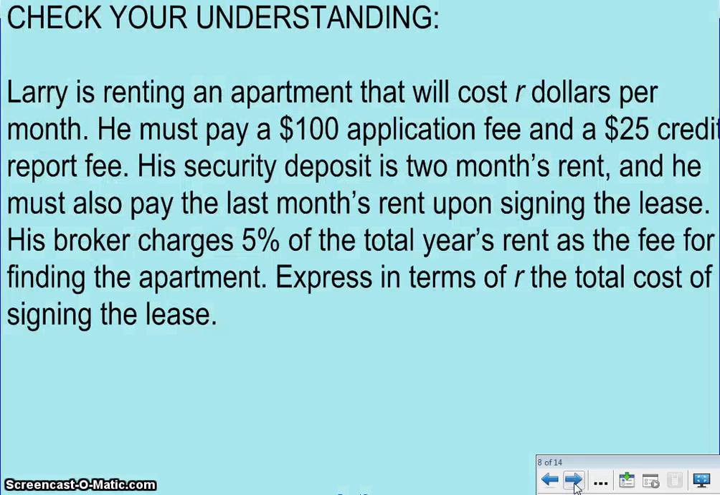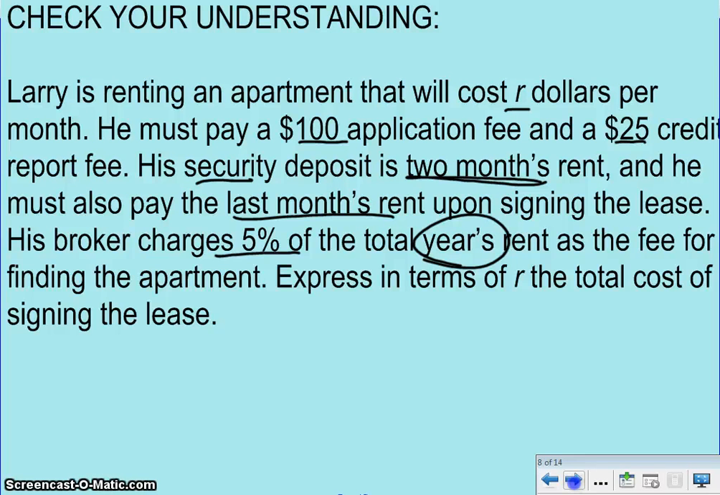All right, go ahead and press pause, solve this, come back when you're ready, and we'll finish this out. Okay, Larry is renting an apartment that will cost R dollars per month. He has to pay a $100 application fee, $25 credit fee. Security deposit for this one is 2 months' rent, and he has to pay the last month's rent as well. His broker is charging 5% of the year's rent. So let's express it in terms of R.